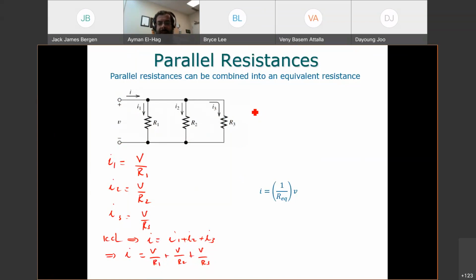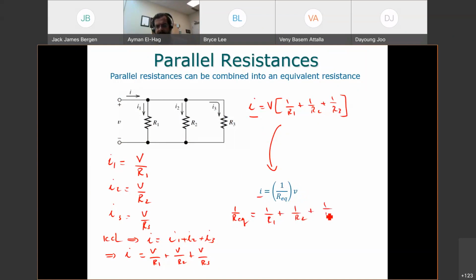So now I can take common factors. I is equal to V times 1 over R1 plus 1 over R2 plus 1 over R3. Okay. So we can say that here I is equal to 1 over R equivalent times V. I is this I, V is V. So 1 over R equivalent is equal to 1 over R1 plus 1 over R2 plus 1 over R3.